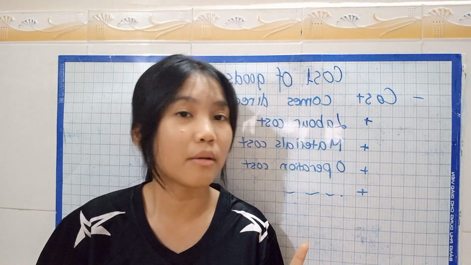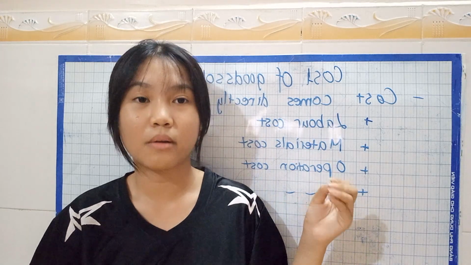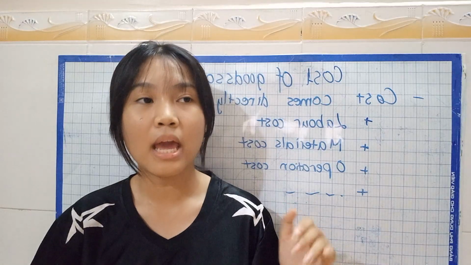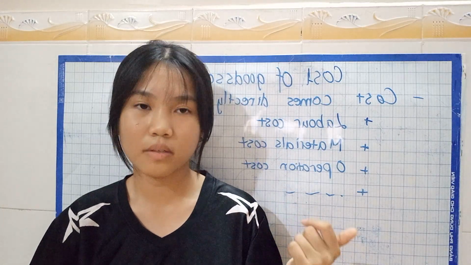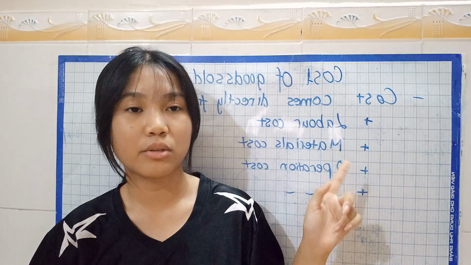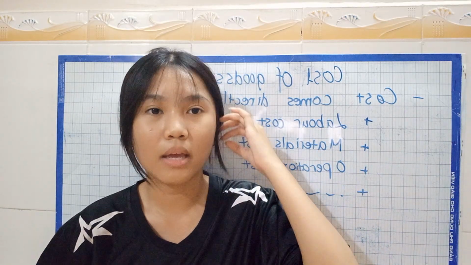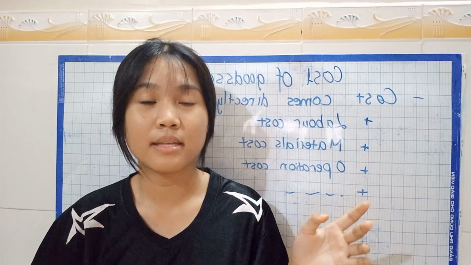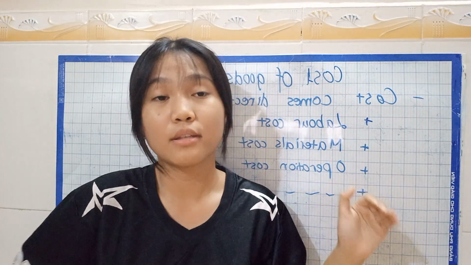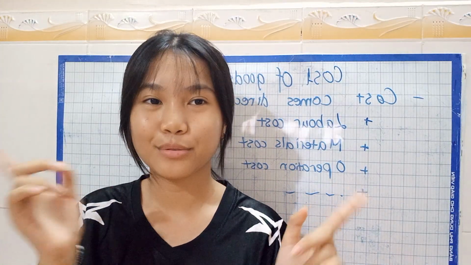So cost of goods sold is the cost that is taken directly from the sales, the cost that you need to pay to provide a service or a good. And it could be the labor cost, the material cost, or the operation cost, which are very, very important aspects in a business. And it's very important for you to be able to calculate your cost of goods sold in total, so that you can calculate your income statement and you can calculate your net income.